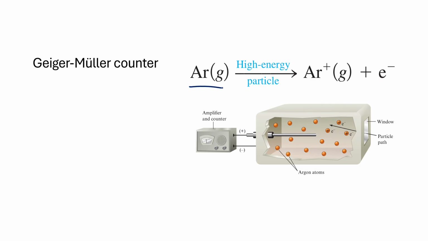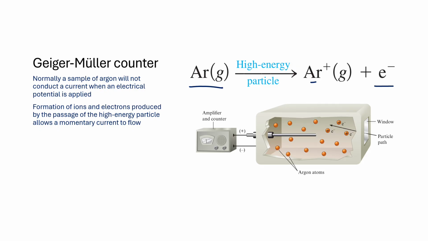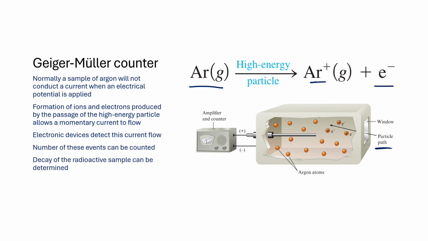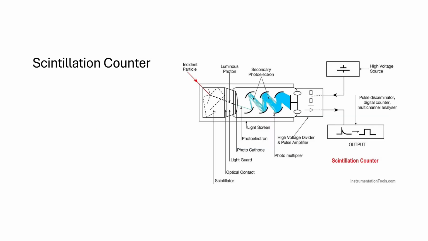So argon, which is generally unreactive, gets ionized by a very high energy particle and it emits electrons, right? Normally a sample of argon wouldn't conduct a current when an electrical potential is applied. However, when the high energy particle passes through, a momentary current flows due to the formation of ions and electrons. The electronic devices measure this current flow, and the number of these events can be counted, so the decay of the radioactive sample can be determined.